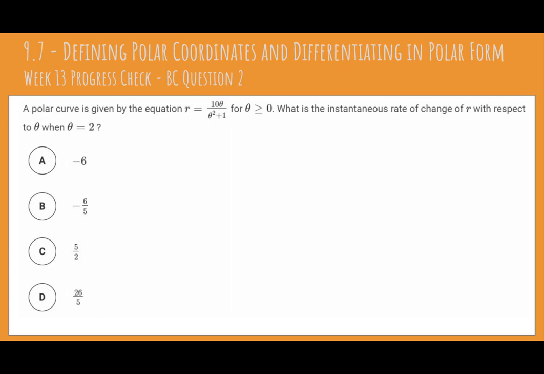So moving on to the second BC question, we have a polar curve that's defined r in terms of theta.